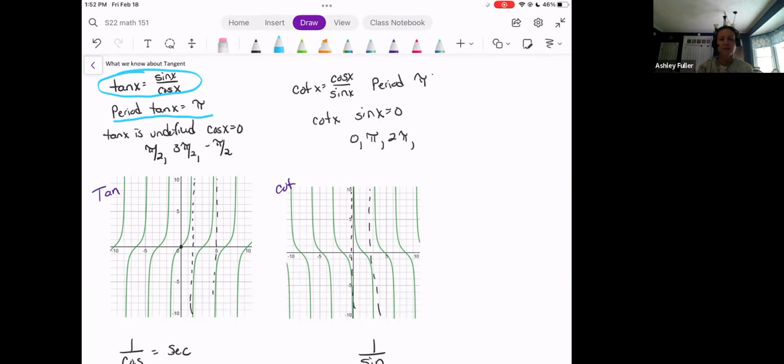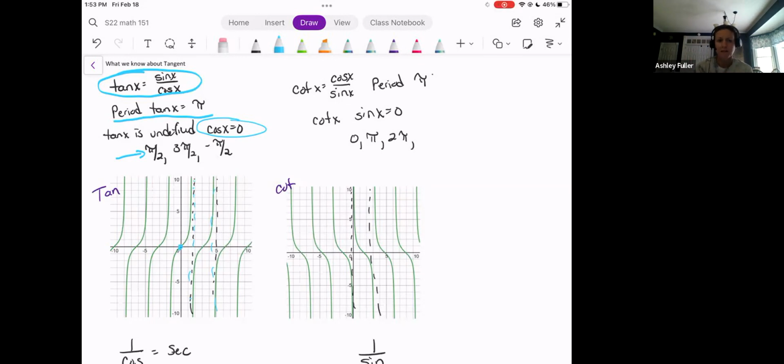Because tangent is the relationship between two functions being divided by each other, anywhere that the cosine of x is 0, this function is going to have a vertical asymptote. We know that the cosine of x is equal to 0 at pi over 2, 3 pi over 2, negative pi over 2. It rotates around. And so as you can see here, that's where these vertical asymptotes come into play.